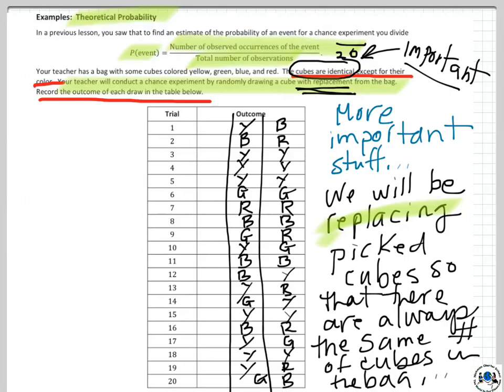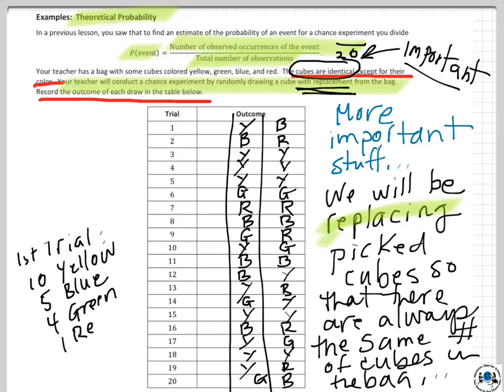The results were a little bit different. So let me go show you here what happened. In my first trial, I had 10 yellow, 5 blue, 4 green, and then 1 red only. That's what I pulled out of the bag in my first experiment, and you can see it's very heavy on the yellow. My second trial, I had 7 yellow, 5 blue, 3 green, and 5 red.